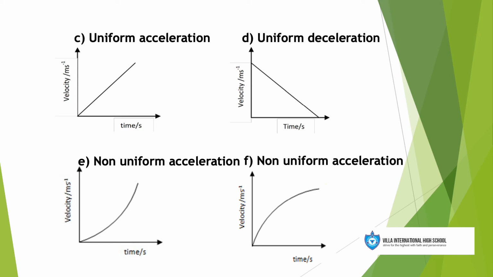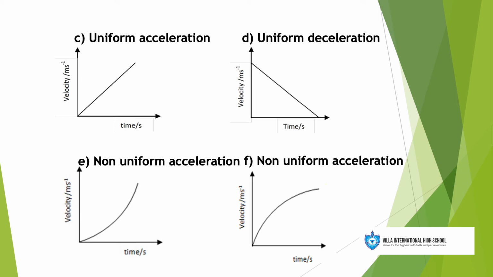The next, the D, uniform deceleration. Deceleration means acceleration is negative and it is constant. So uniform deceleration means there is a negative acceleration and a constant value. So look at the velocity time graph. Here the gradient is negative. Negative gradient means deceleration, meaning negative acceleration, that is deceleration. And it's a straight line, which means the gradient is constant, so it's uniform deceleration.